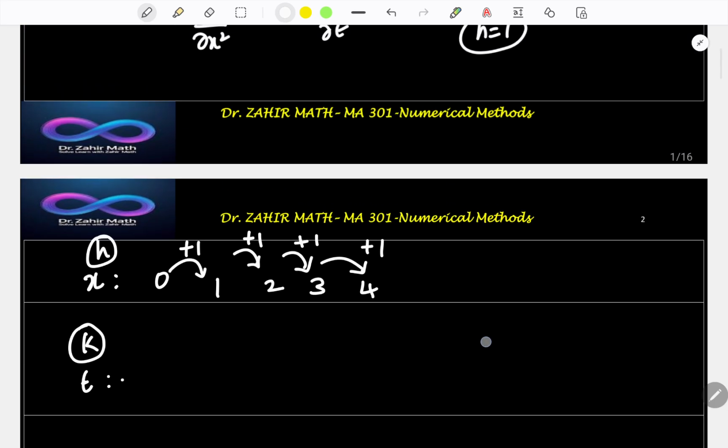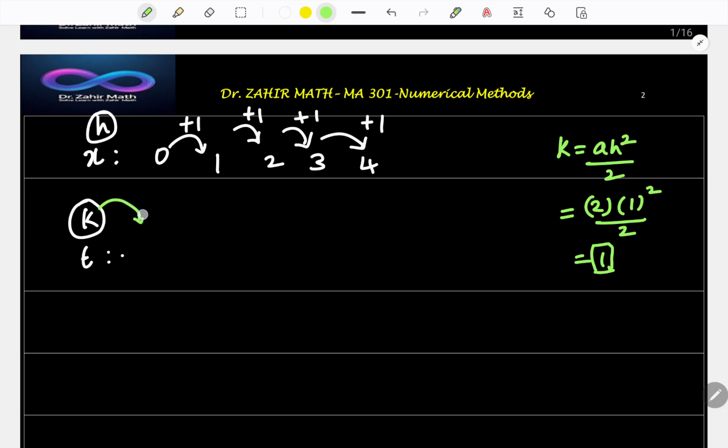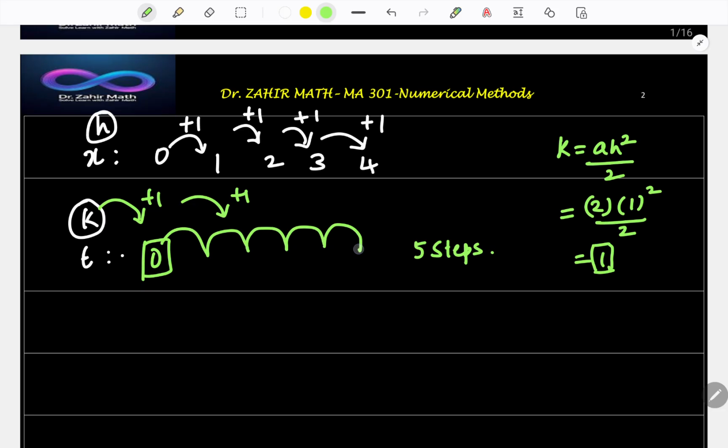Clear, everybody? And we need to find k. What is the formula I gave you for k? k is equal to a h squared divided by 2. The a value is already given in the question, which is 2, and h is 1, then divided by 2, which is equal to 1. So k is equal to 1. It means you're jumping plus 1. Keep in mind, t always starts from 0. They said 5 steps, so t goes up to 5 steps: 1, 2, 3, 4, 5, we are going to write it.